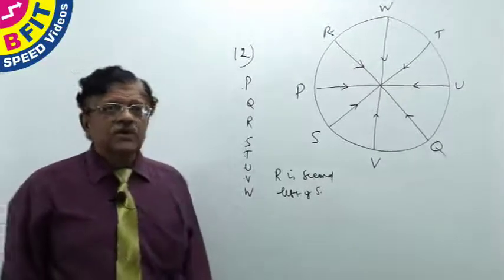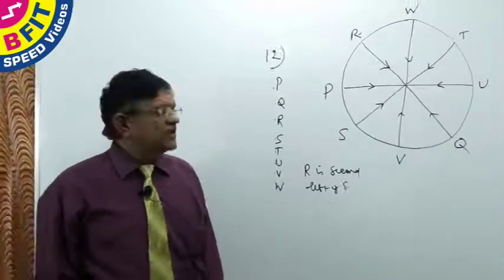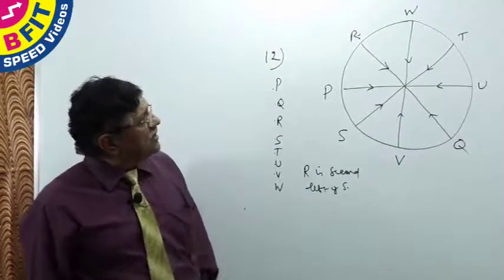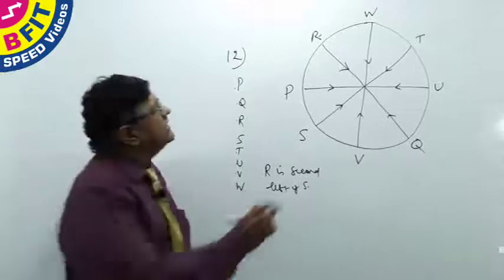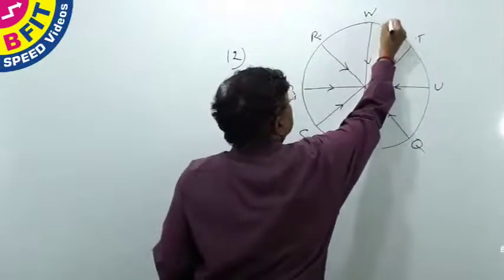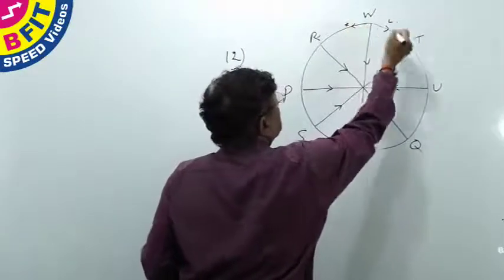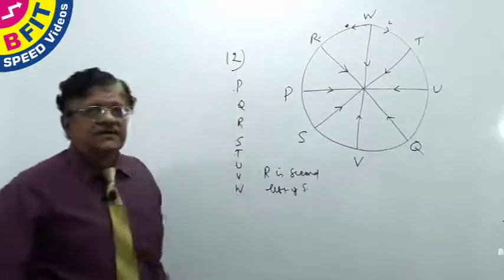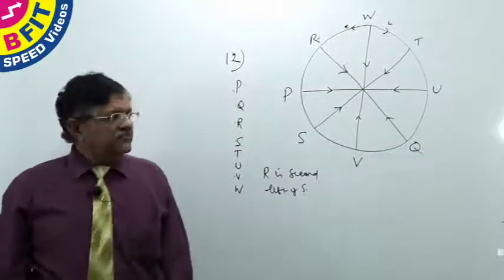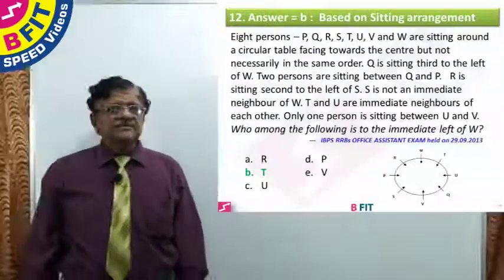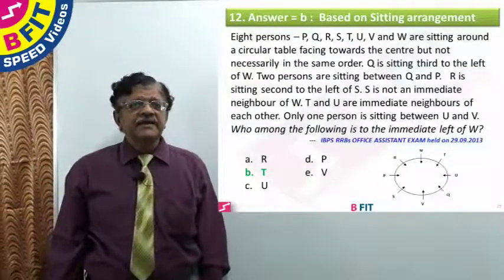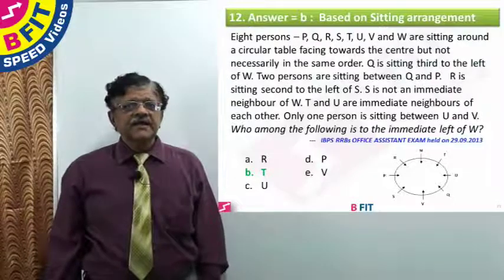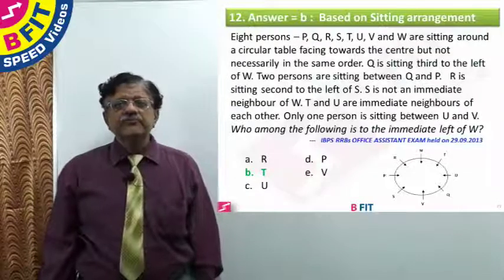Now what is the question? Who among the following is to the immediate left of W? This is left and this is right for W, and T is to the immediate left of W. The answer for question number 12 is option B, T. T is sitting immediate left of W.